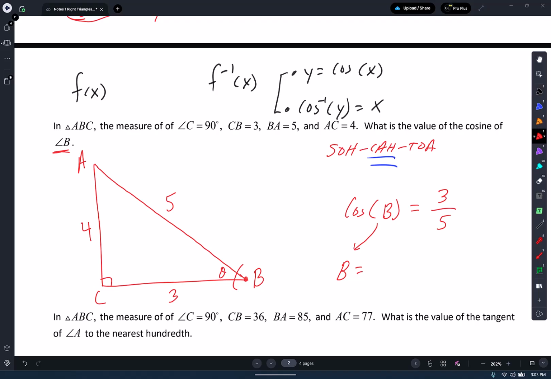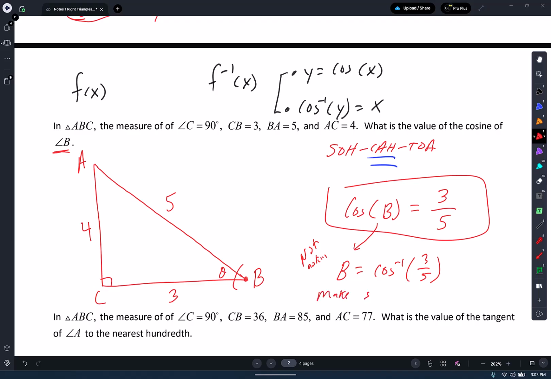Okay, now that we've done that, and don't worry, they're not asking for this. I'm gonna put not asking. This is not part of the question. This is the answer for this. If I wanted B by itself, I would take the inverse cosine, and I would go B equals inverse cosine of 3/5, and then make sure that your calculator is in degrees. Make sure calculator is in degree mode.